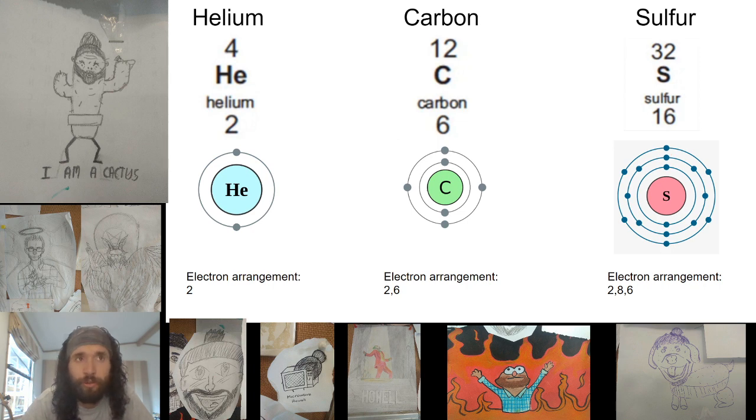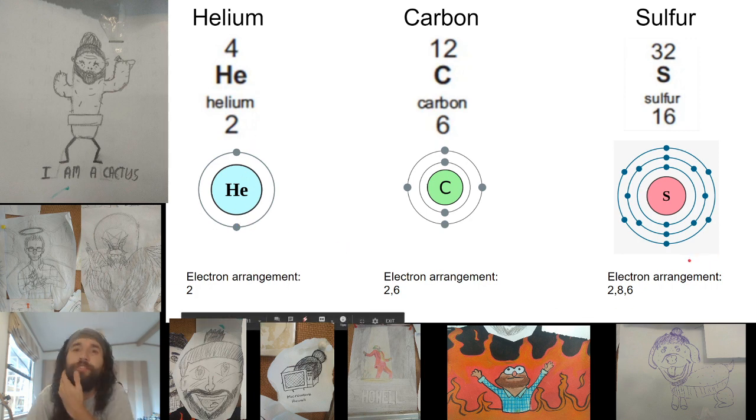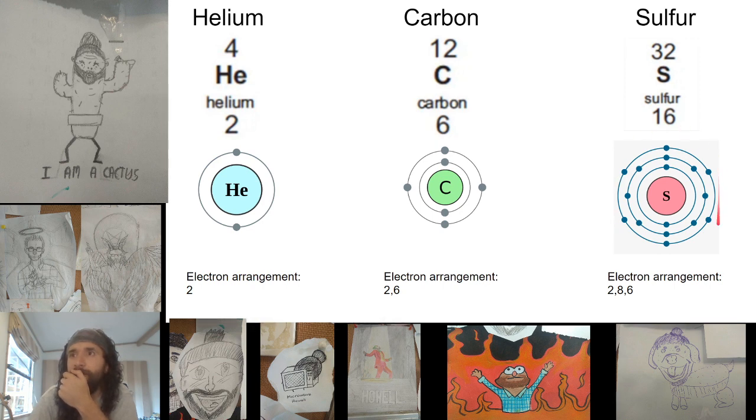Now, atoms can lose or gain electrons to get a full shell. Helium here has 2 in its outer shell, already full, so it doesn't need to gain any. Sulfur here, however, has 6 in its outer shell. Because it's got 6 in its outer shell, that means it needs to gain 2 more to get a full outer shell. Getting a full outer shell makes it stable, so this sulfur wants to gain 2 electrons.